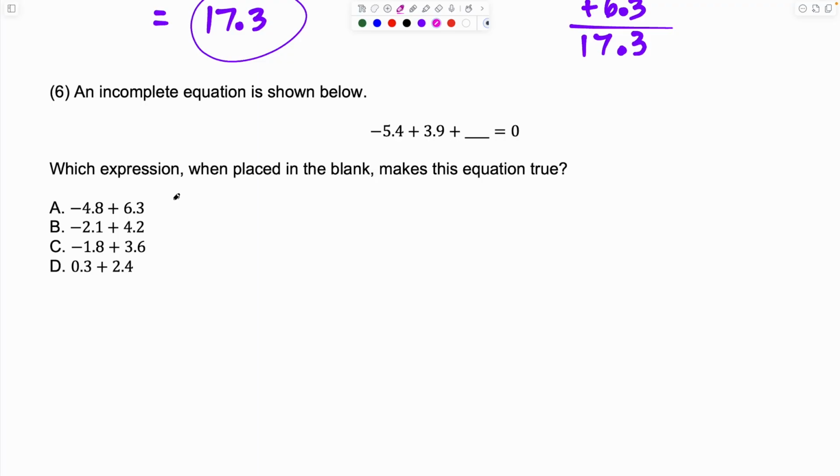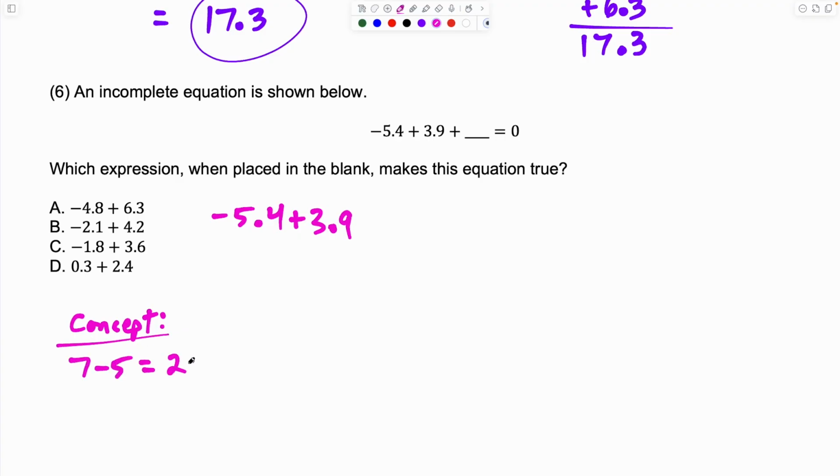And we want to know which expression, when placed in the blank, makes this equation true. So for this one, we're going to start off by doing negative 5.4 plus 3.9. And I just want to point out the concept here. When you're dealing with negative numbers, if I do something like 7 minus 5, I get 2. But if I switch the order and do 5 minus 7, that's equal to negative 2.